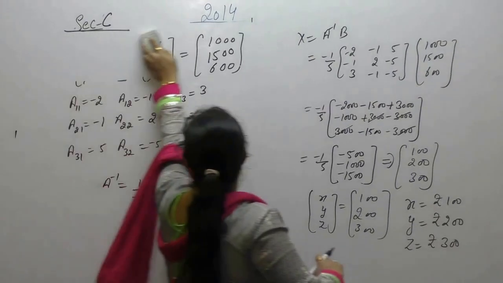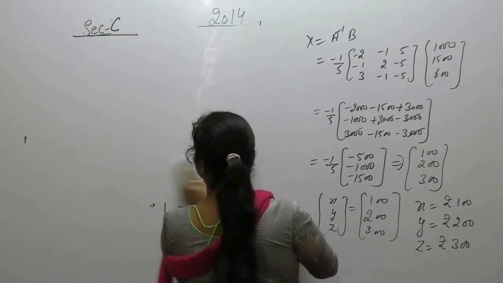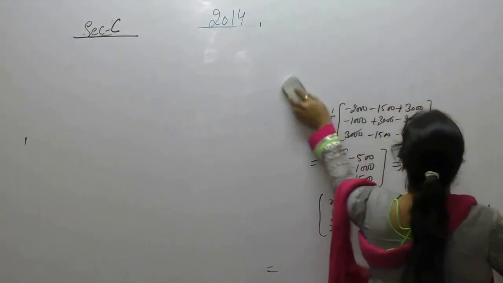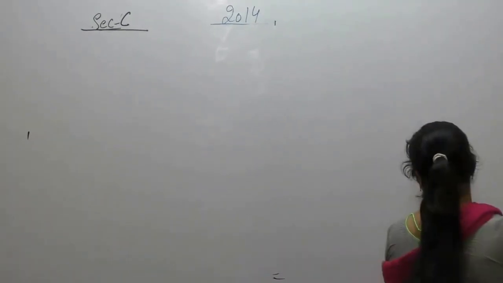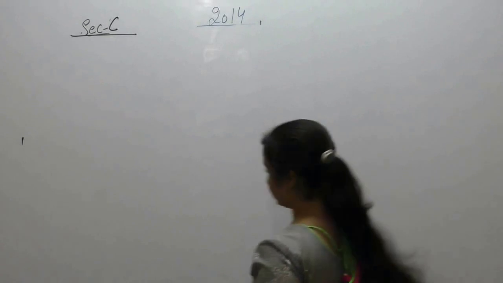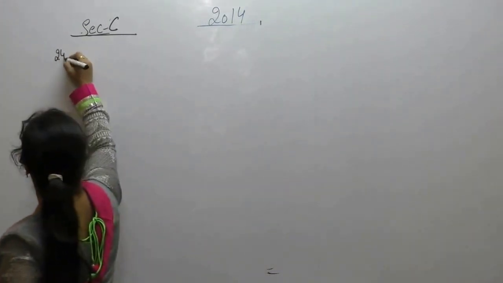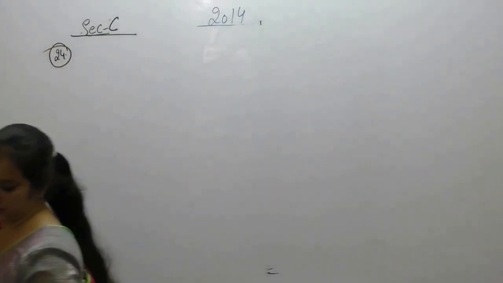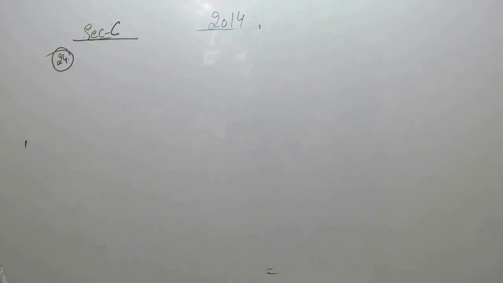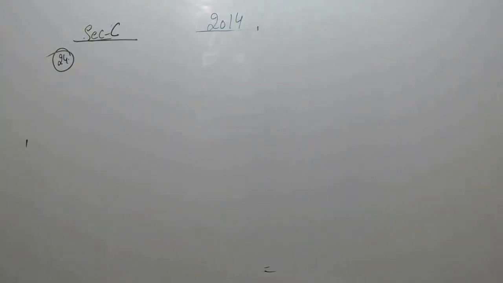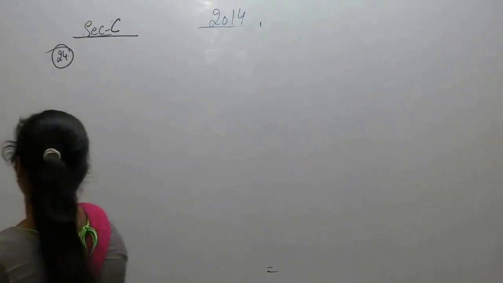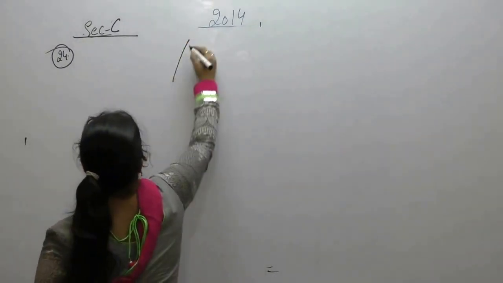Next one is: show that the semi-vertical angle of a cone of maximum volume and of given slant height is cos inverse 1 by 3.